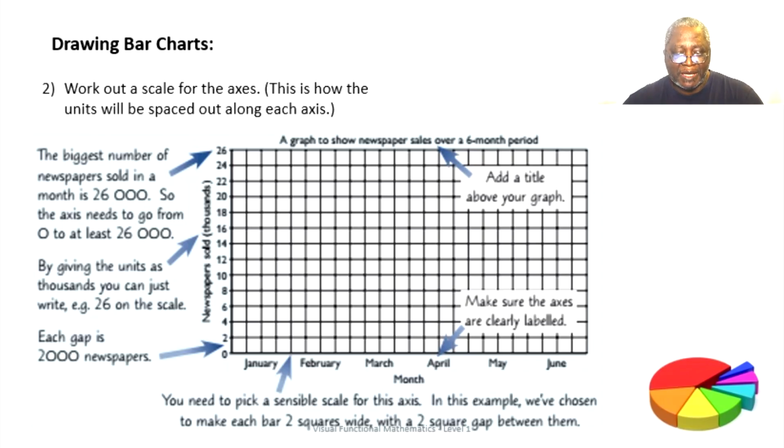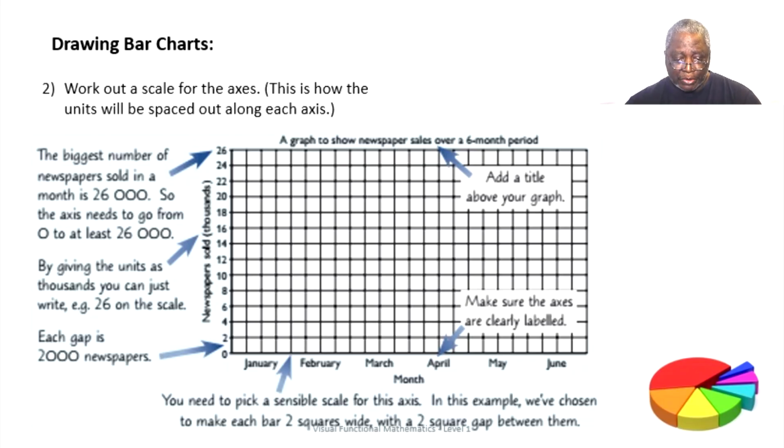So you have to divide it by 1,000, and therefore you have 0, 2, 4, 6, 8, 10, 12, right, up to 20,000. Okay? That's the y-axis. And then you have the months. Again, you have January, February up to June.